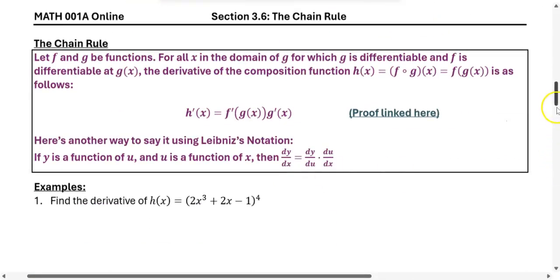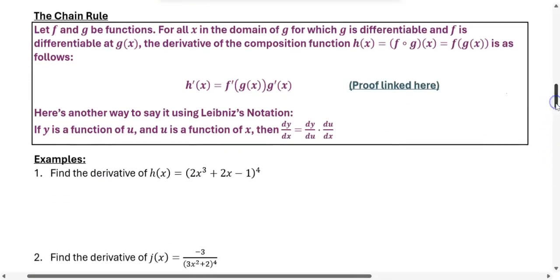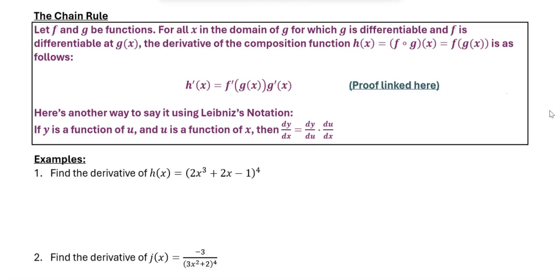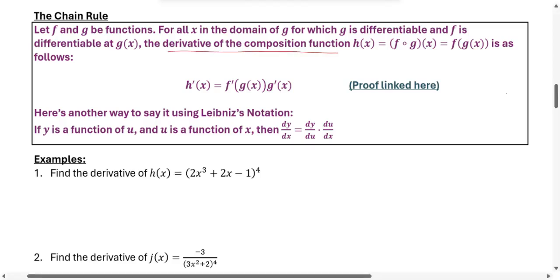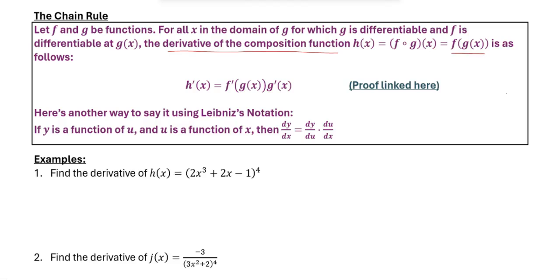All right, so here we're going to be talking about something called the chain rule. Very important. Not that hard to memorize, but you'll be working with several examples to figure out how it works. So it says, let f and g be functions. For all x in the domain of g, for which g is differentiable, and f is differentiable at g of x, that just means we can find the derivative. Then the derivative of the composition function, h of x, equals f composed g of x, or another word to say it is f of g of x, is as follows.